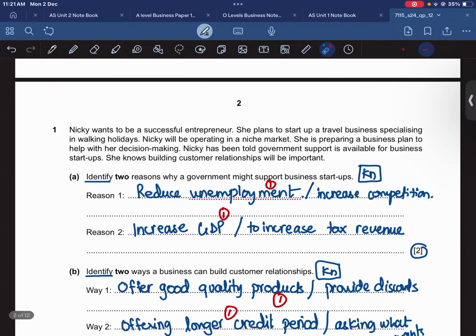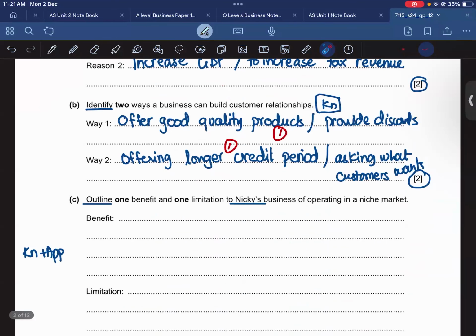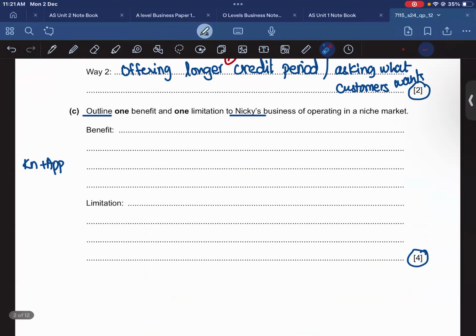So for that, let's read the case study. Nikki wants to be a successful entrepreneur. She plans to start up a travel business specializing in walking holidays. Nikki will be operating in a niche market and she is preparing a business plan to help with her decision making. Nikki has been told government support is available for the business startups and she knows building customer relationship will be very important. So these are the one benefit and one limitation that you have to write for Nikki's business of operating in a niche market.